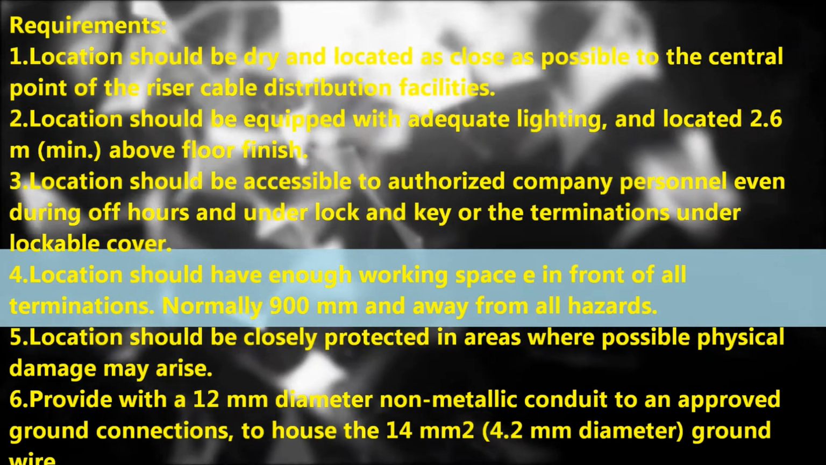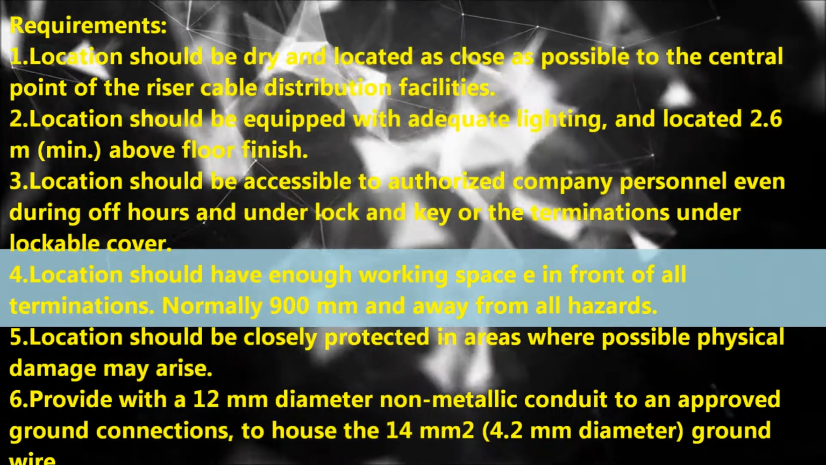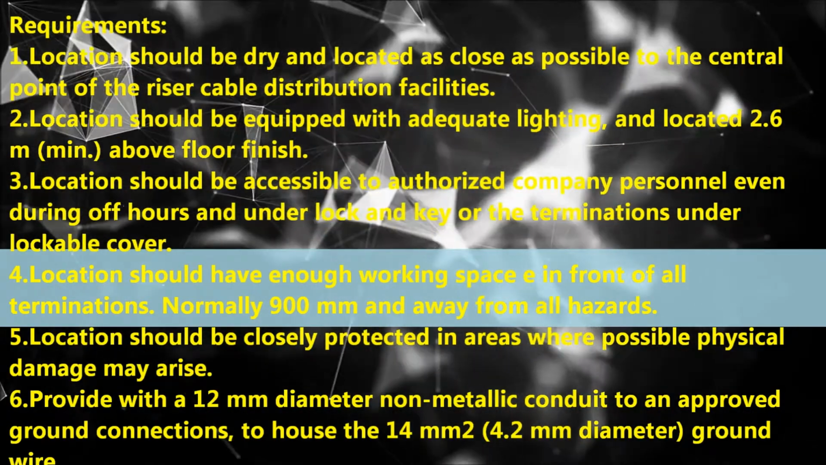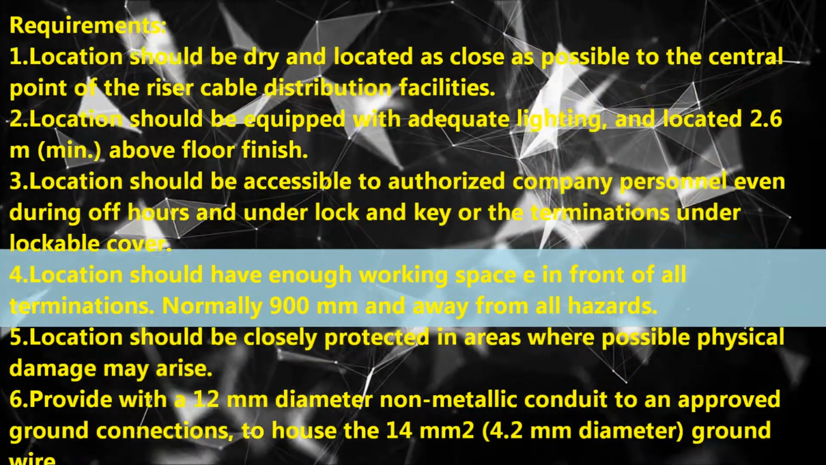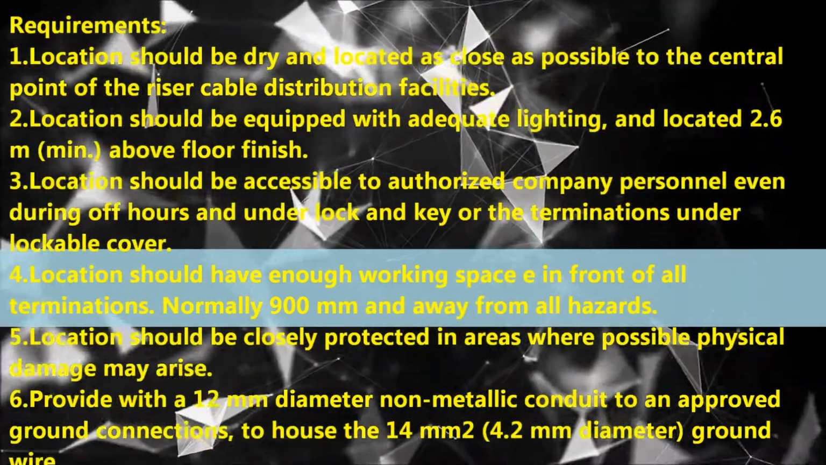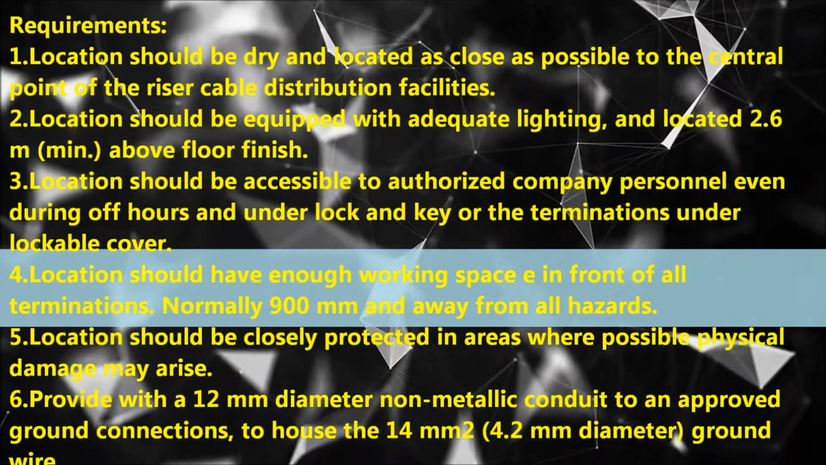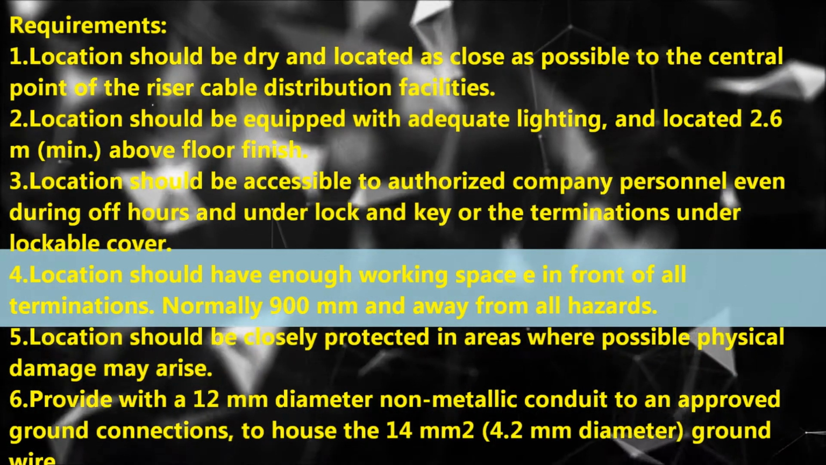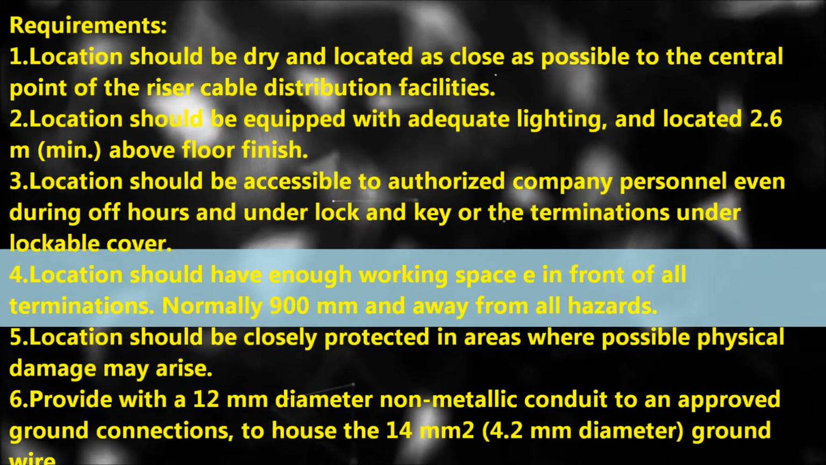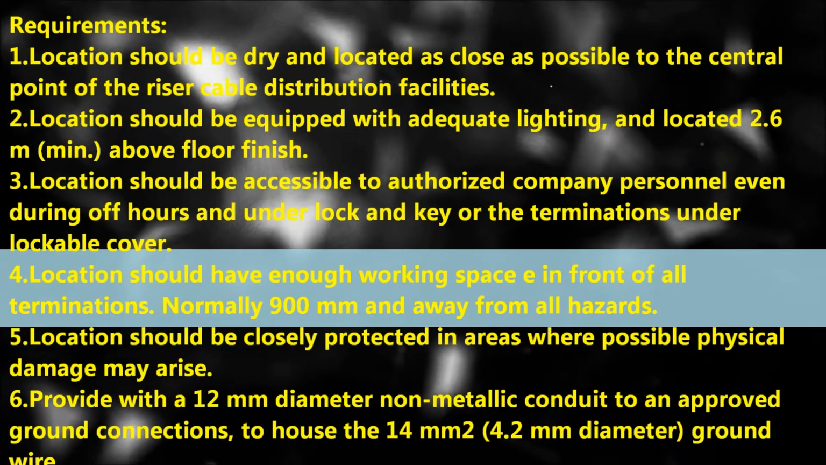Location should be accessible to authorized company personnel even during off hours and under lock and key, or the terminations under lockable cover. Location should have enough working space in front of all terminations, normally 900 mm, and away from all hazards. Location should be closely protected in areas where possible physical damage may arise. Provide a 12 mm diameter non-metallic conduit to an approved ground connection, to house the 14 square millimeters, 4.2 mm diameter, ground wire.